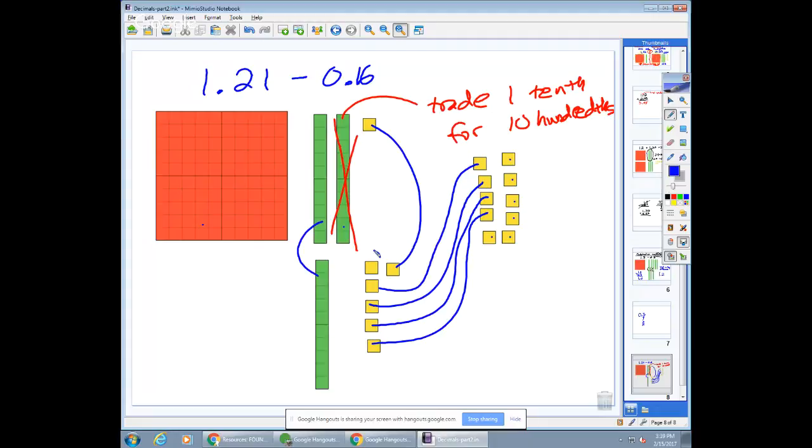Seven over here. 1, 2, 3, 4, 5, 6, 7. Okay. So it looks like the result is 1, no tenths, and 7 hundredths. So now we can double check with some other method.